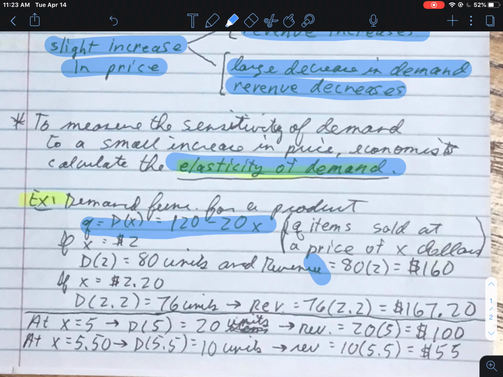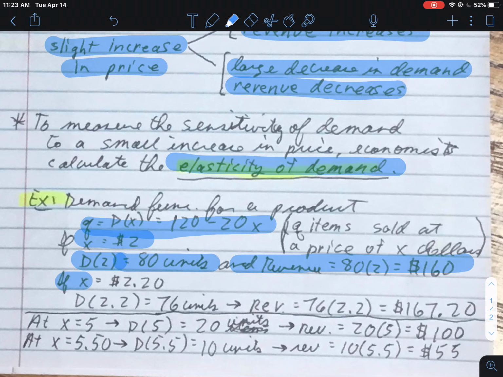And let's say we charge a price of $2. So X is $2. What is my demand? How many units would be sold at that price? Our demand at $2, D of 2, we would expect to sell 80 units. What would our revenue be? If we're going to sell 80 units at $2 apiece, then our revenue would be 80 times 2, or $160.